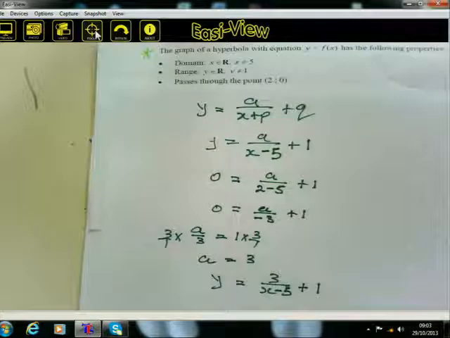I think at this point in time, we are going to have a break of about 10 minutes. And after that, we'll start with exponential graphs. Thank you.